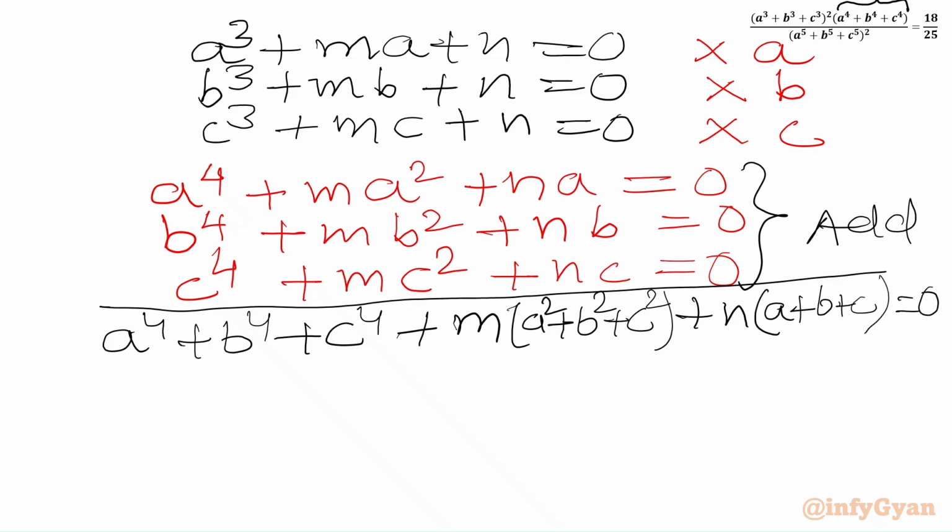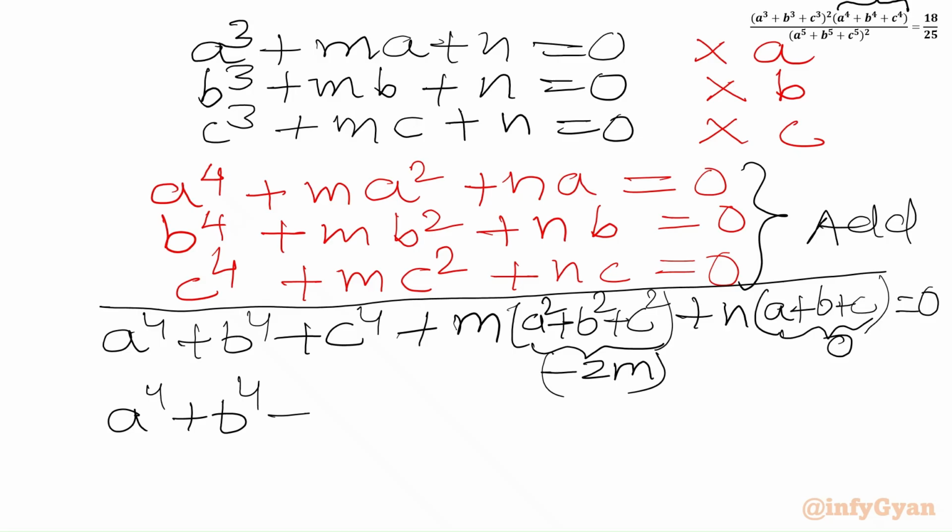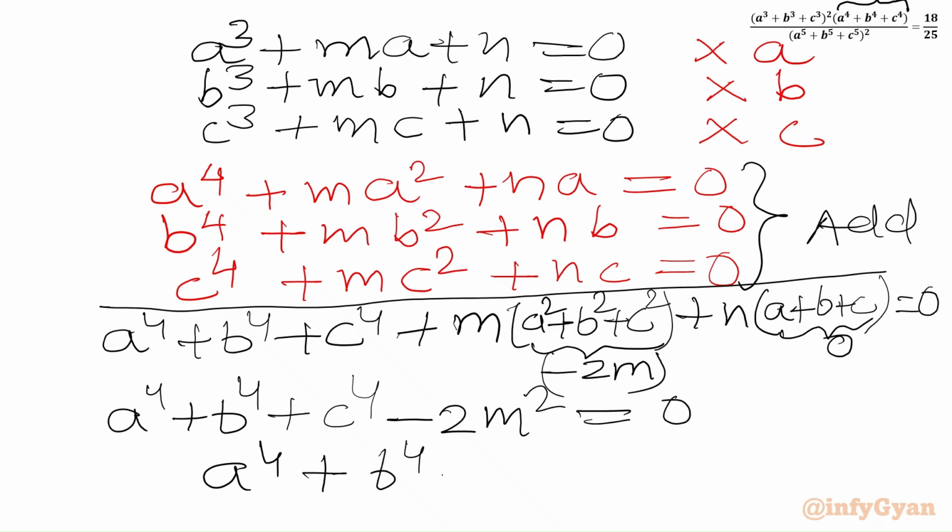RHS is 0. Now a square plus b square plus c square, this was minus 2m. a plus b plus c, this was 0. So I will write here a power 4 plus b power 4 plus c power 4 minus 2m square equal to 0. Or I can write the value of a power 4 plus b power 4 plus c power 4, this is 2m square.